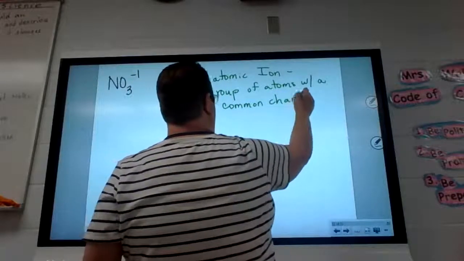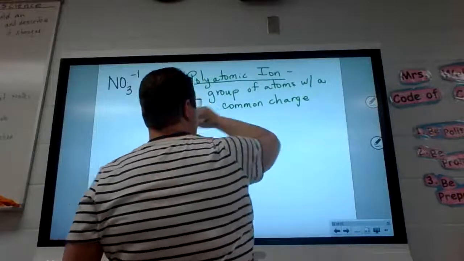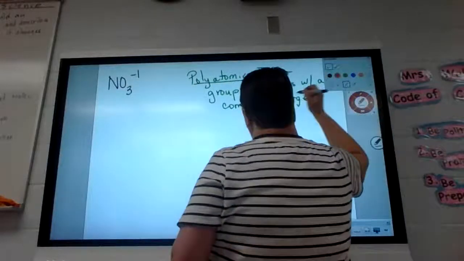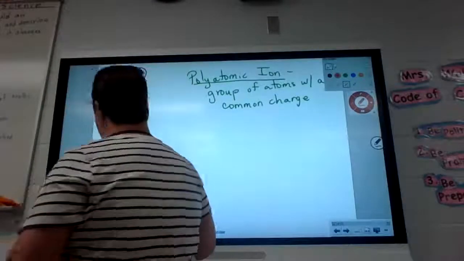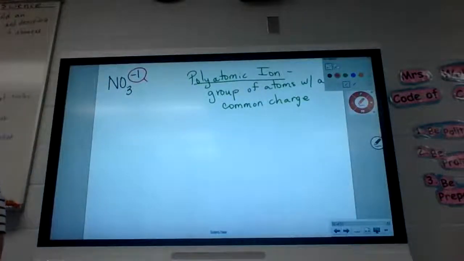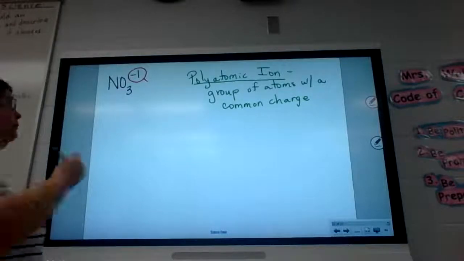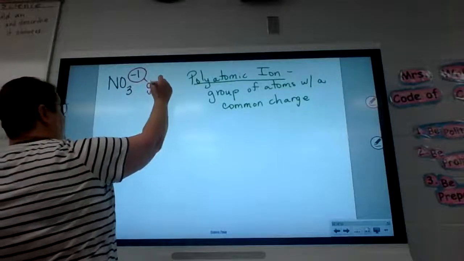Now, there's nothing new about this because we've been using them for weeks. All that's new is what we're going to do with this. And you already know what it means. What's it mean? What's that -1 mean? You remember? You gained an electron. Yes. All right, you gained an electron.